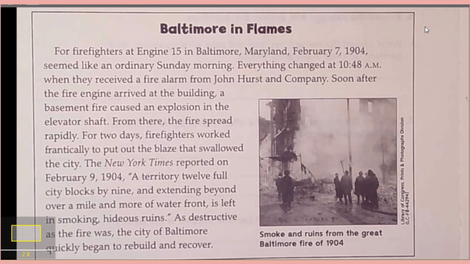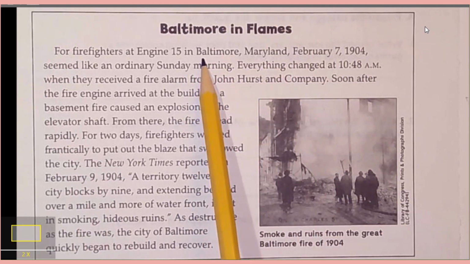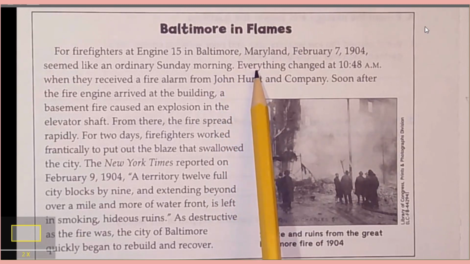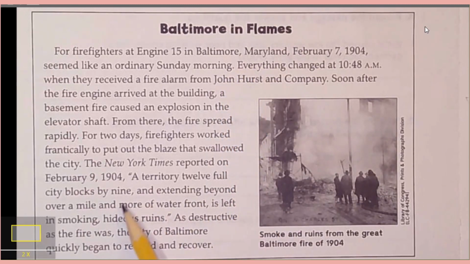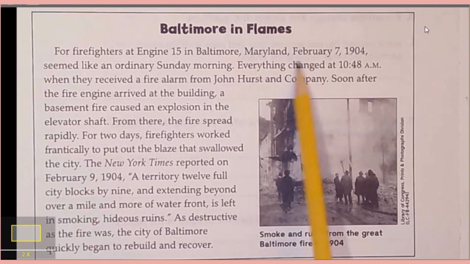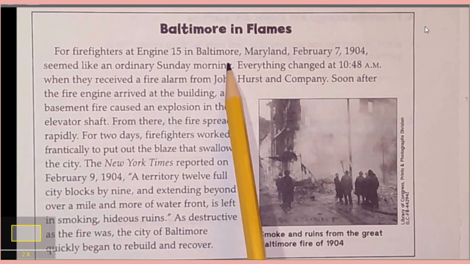So in this case, we're going to go in and talk about some features that we just saw. Here we have a location, Baltimore, Maryland. That's going to be a text feature. That's fact. That's a primary source. A primary source could actually be the New York Times, a newspaper. Here we have a fire alarm from John Hurst and Company. So we have a date for firefighters at Engine 15 in Baltimore, Maryland.